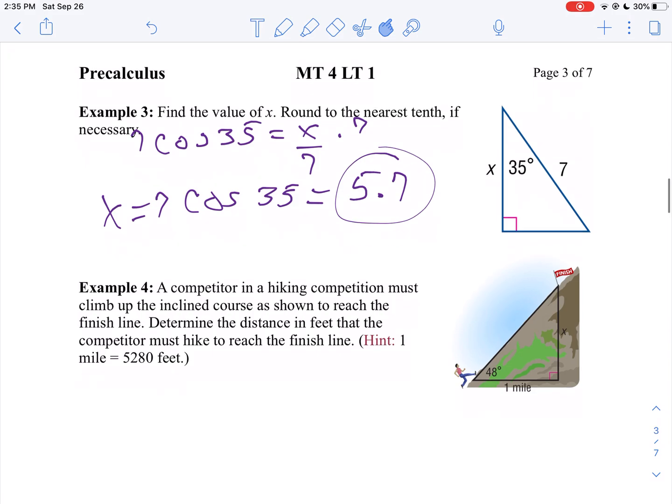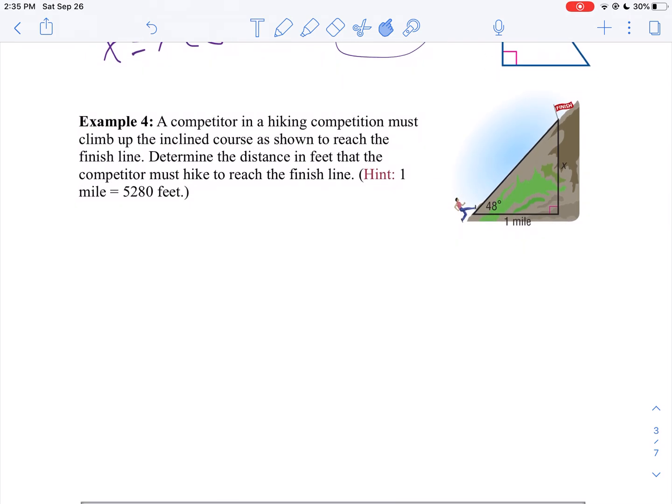Let's take a look at example 4 too. It says, a competitor in a hiking competition must climb up the incline course as shown to reach the finish line. Determine the distance in feet that the competitor must hike to reach the finish line. Hint, we're told 1 mile is 5,280 feet because we want the answer in feet. So there's 5,280. And then they're going along the hypotenuse, aren't they?